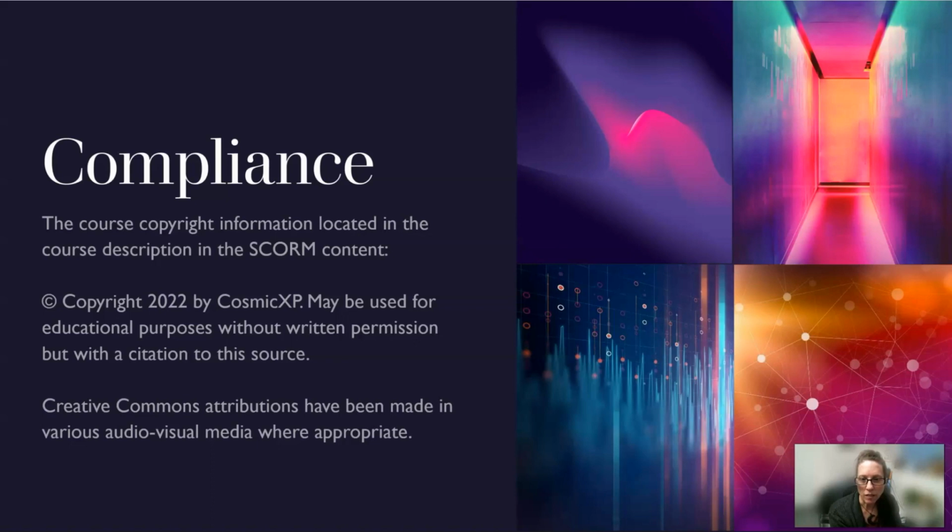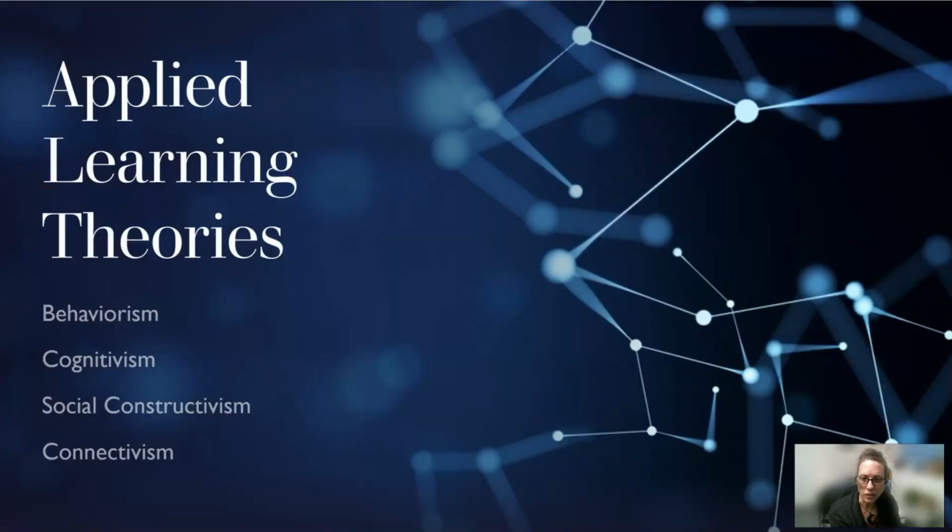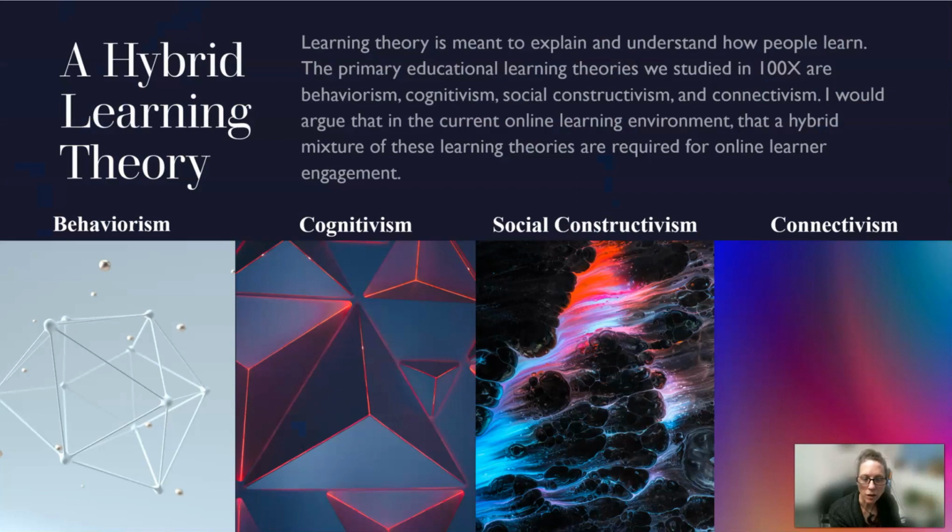The course copyright information is located in the course description of the SCORM content. Creative Commons attributions have been made in various audio-visual media where appropriate. Let's look at the learning theories that influenced my course design. There were quite a lot of them.